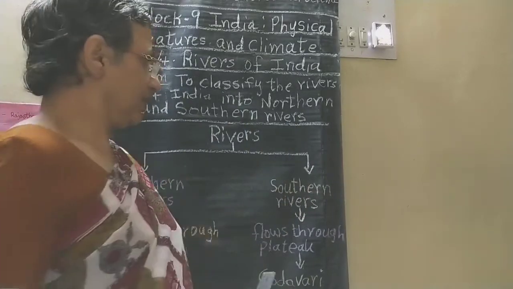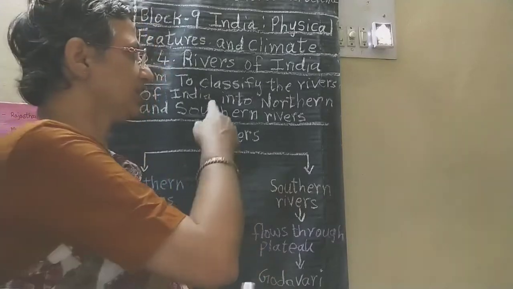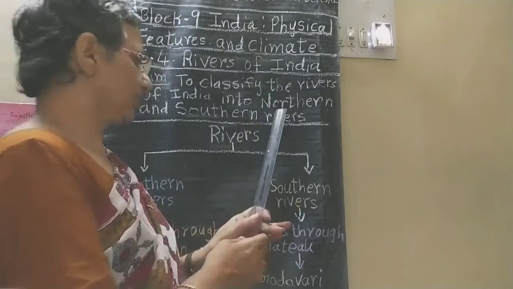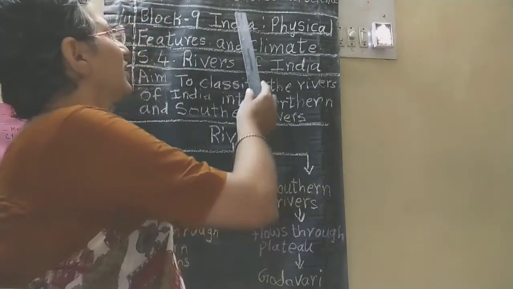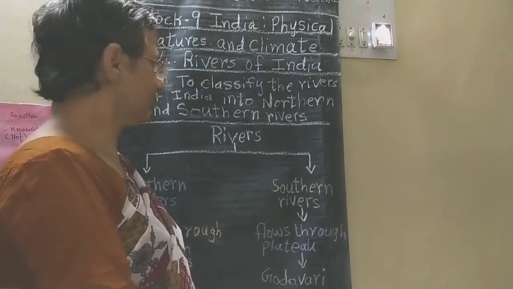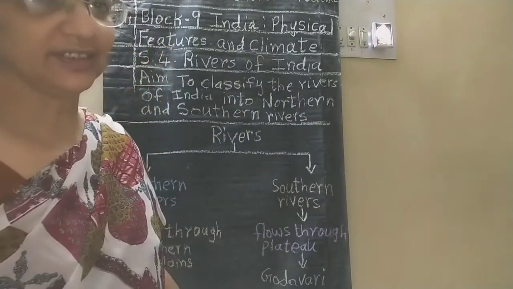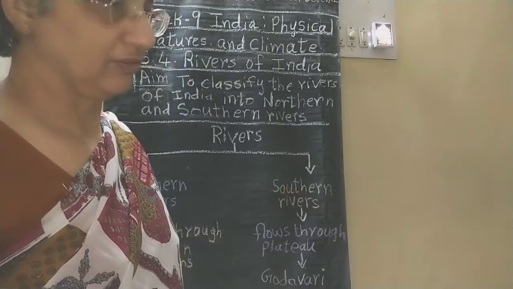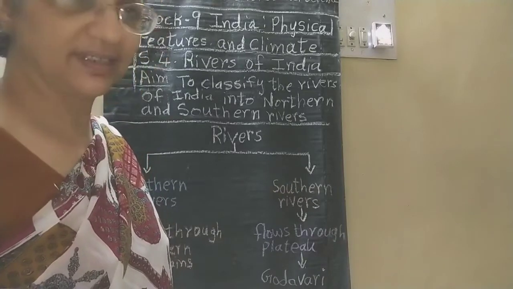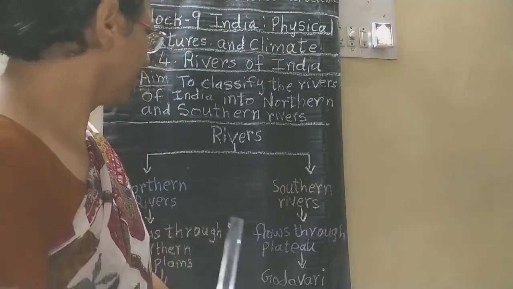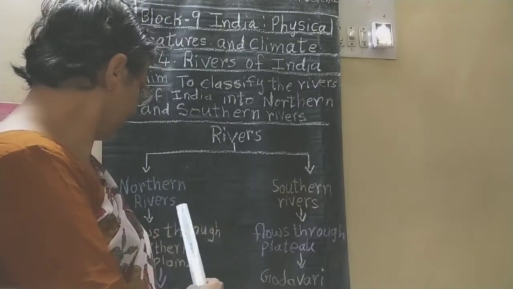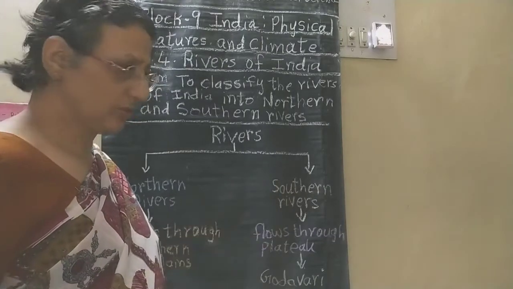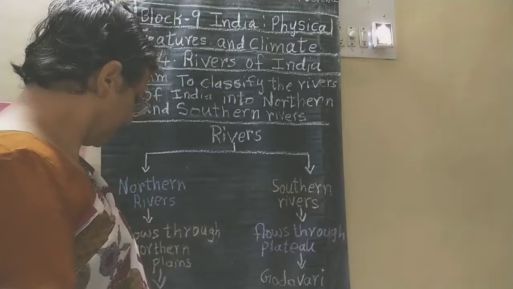Now, in India map, I'll show you. In India map, rivers have been divided into two groups, like northern and southern, right? Now, actually rivers are all surrounded by water, surrounded by seas and rivers and oceans. Now northern rivers flow through northern plains. I'll show you in the map, children.